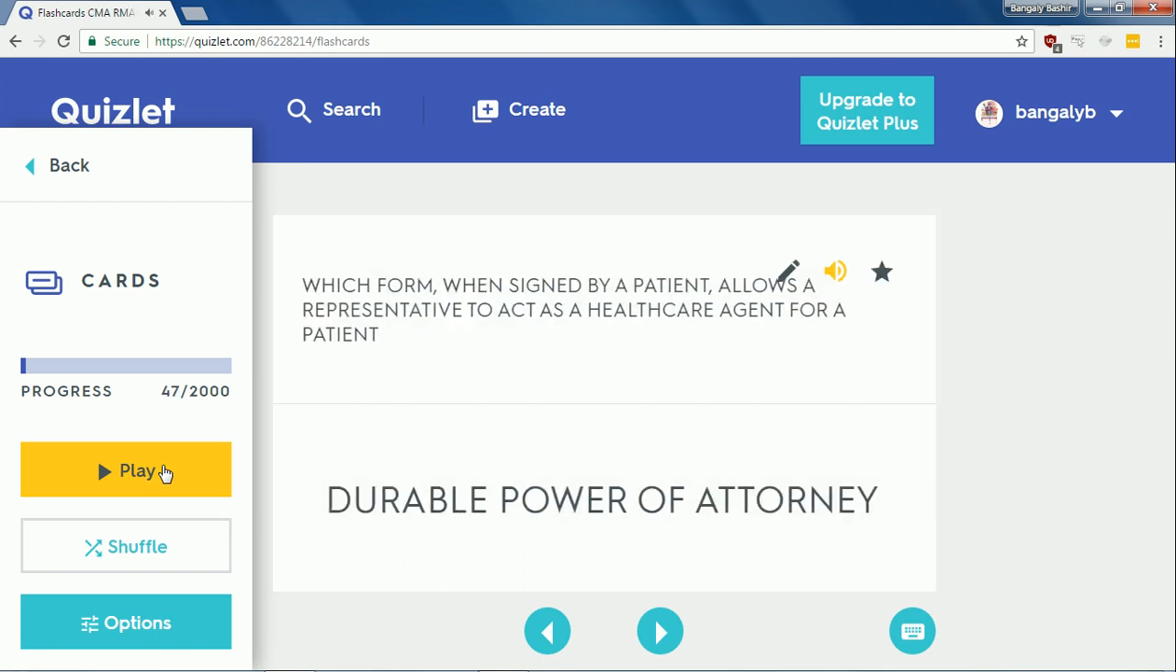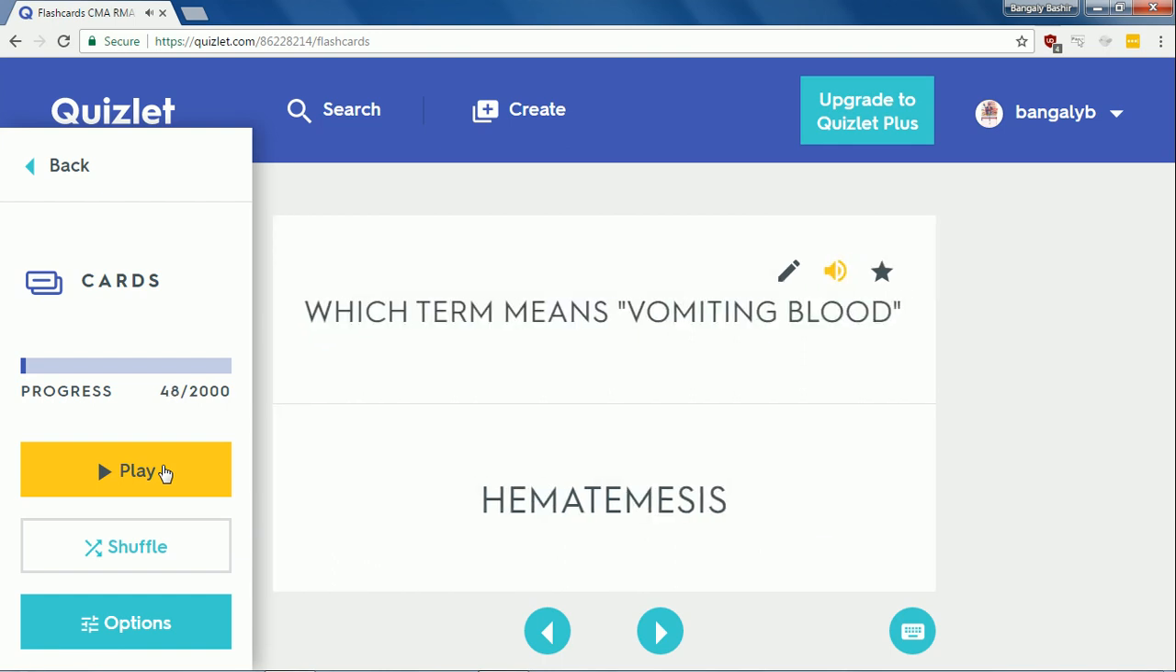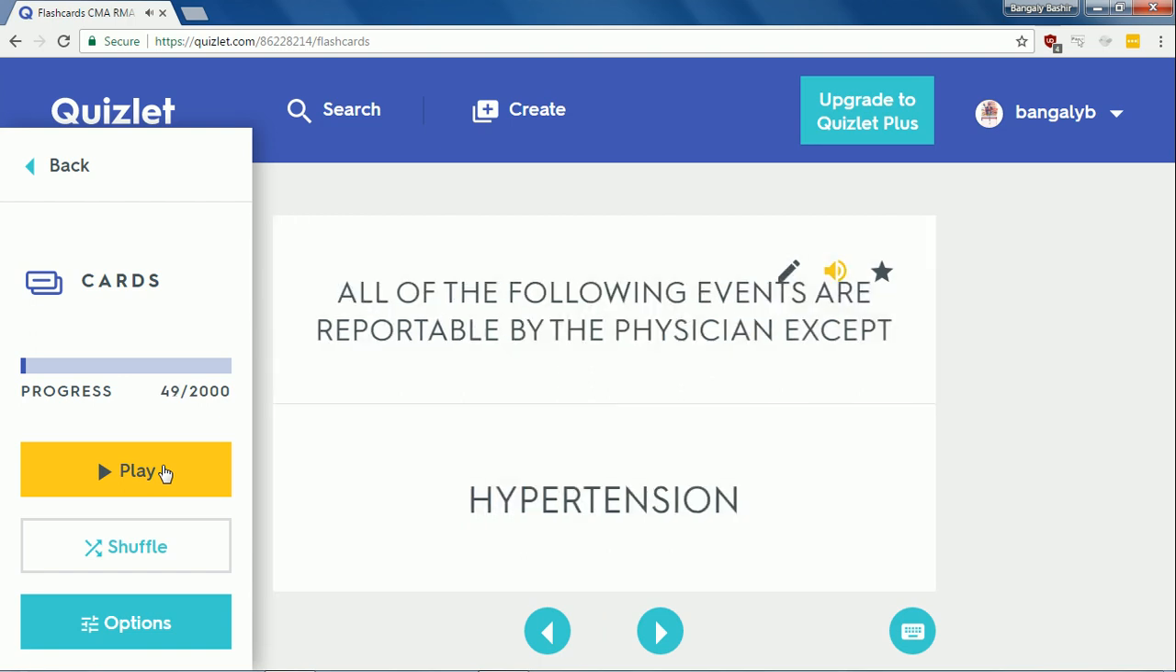Which form, when signed by a patient, allows a representative to act as a healthcare agent for a patient? Durable power of attorney. Which term means vomiting blood? Hemadenesis. All of the following events are reportable by the physician except hypertension.